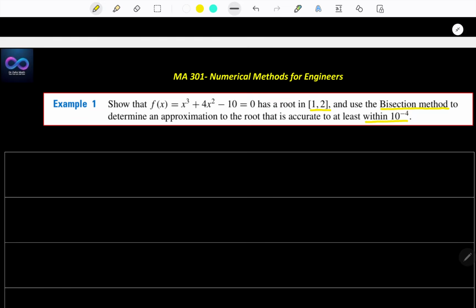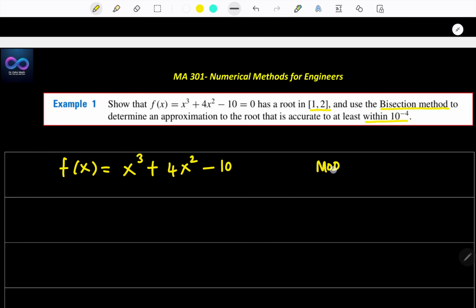So the first thing is you are going to solve this equation. Which equation? f of x equals x cube plus 4x square minus 10. You are going to solve this equation. Yes, teacher, very easy. I will take my calculator. Yes.